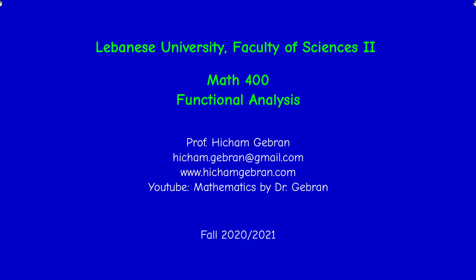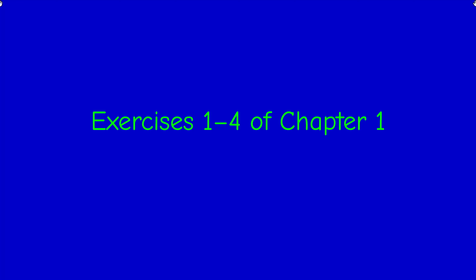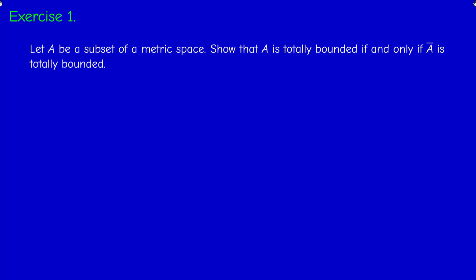Welcome back. In this video, I'm going to solve exercises 1 to 4 of chapter 1. First exercise, I stated as a lemma and I asked you to try to prove it on your own. So we have a subset A of a metric space and we have to show that A is totally bounded if and only if its closure is totally bounded.